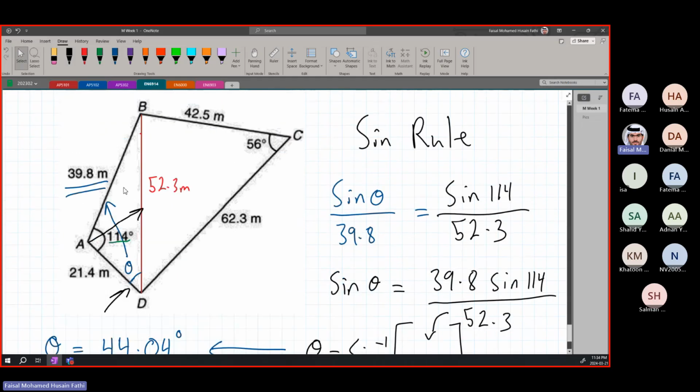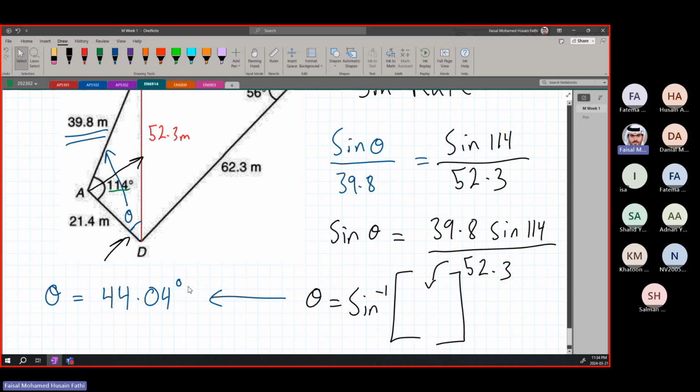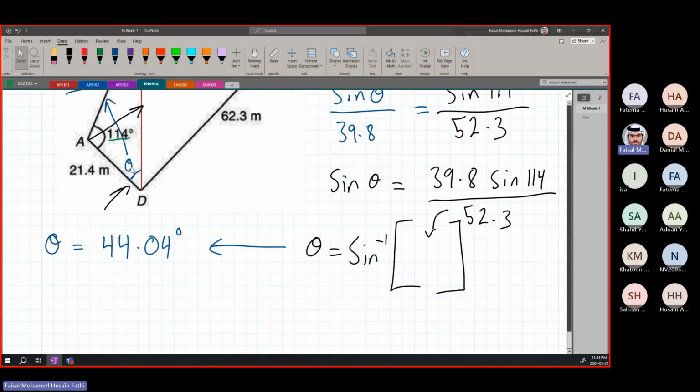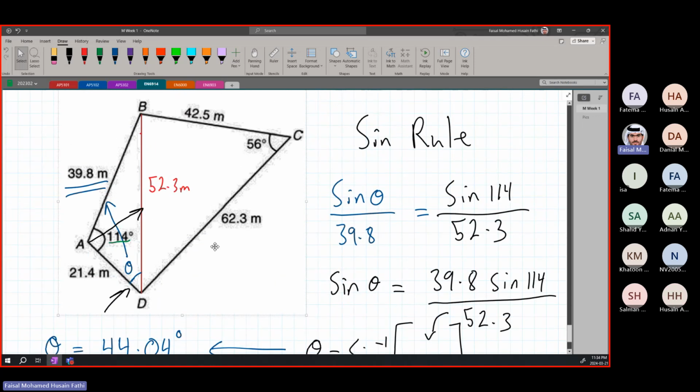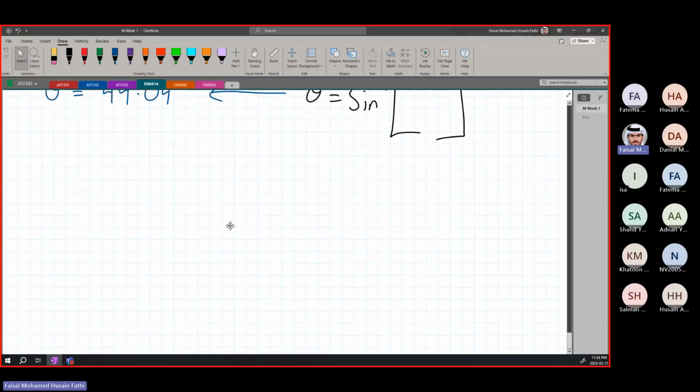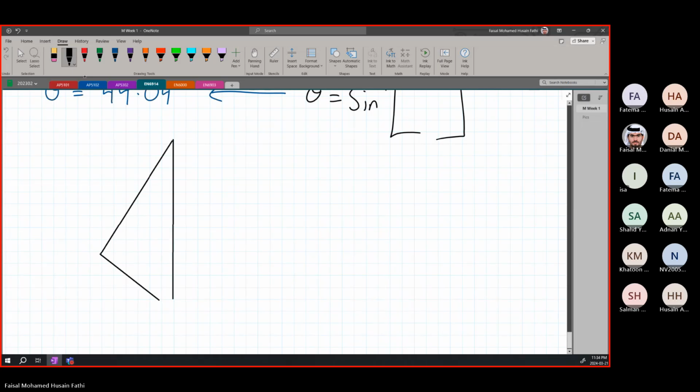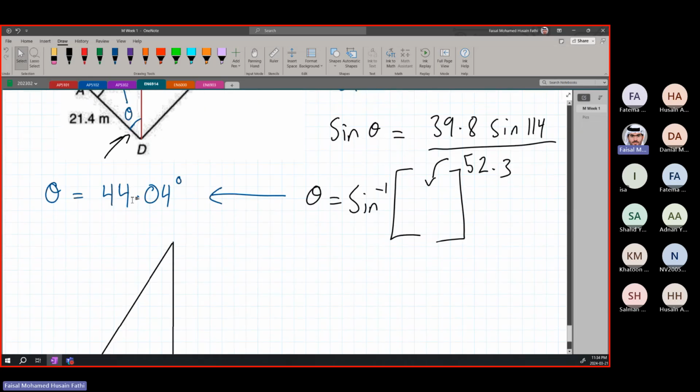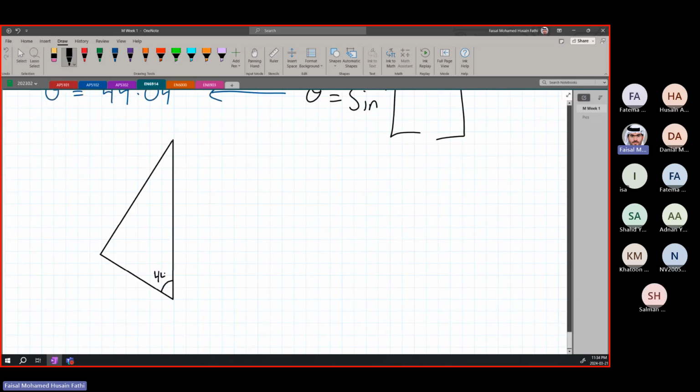So far, again, I'm just going to recap very quickly. What we did is we used sine rule from this triangle to determine one other angle, either ABD or BDA. All right, that was the whole idea. So now that we found this angle, let's just draw the triangle that we have so far, which is triangle 1. This is what the triangle kind of looks like. Okay, so we found this angle, which is 44.04. So this is approximately 44 degrees.